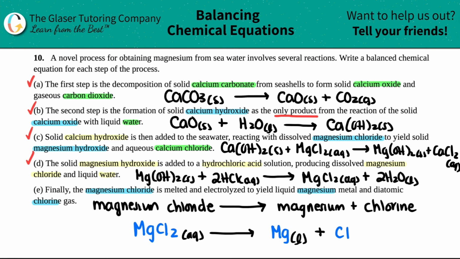But now they tell me that it's diatomic chlorine. Remember, di means two, and atomic means atoms, right? So I have 2 atoms of chlorine. So I have to say I have Cl2. They tell me that it's a gas, so I just have to put that. And there you go. Let's see, is this balanced? I have 1 magnesium on the left. I have 1 magnesium on the right, so that works. And then I have 2 chlorines and 2 chlorines, so that's balanced. And that is your final answer to all of these.